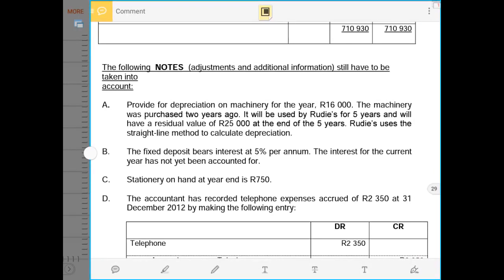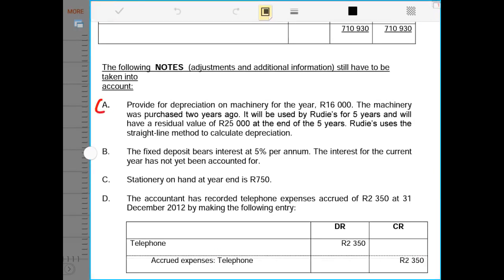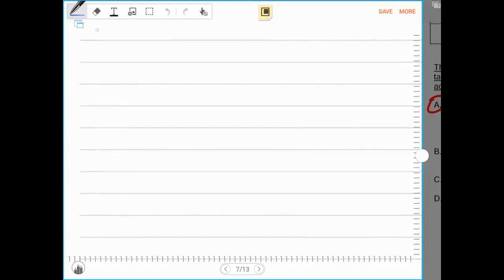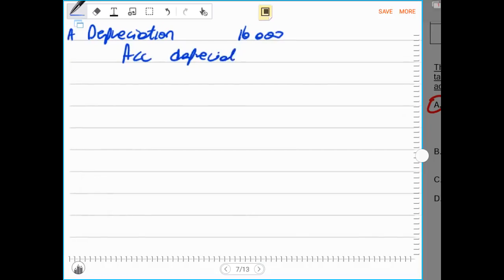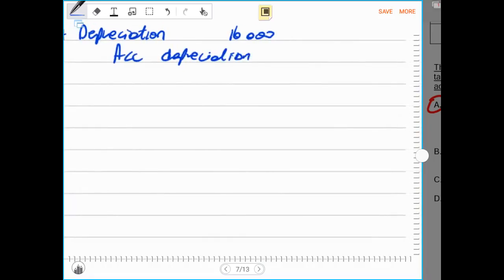And our adjustments, first of all, is number A, where we have to do the depreciation of 16,000 rands. And our depreciation is already given to us as 16,000 rands. So now we will debit our depreciation, and depreciation is 16,000 rands, and we credit accumulated depreciation. So now when we credit accumulated depreciation, it means we're reducing our asset by 16,000 rands.